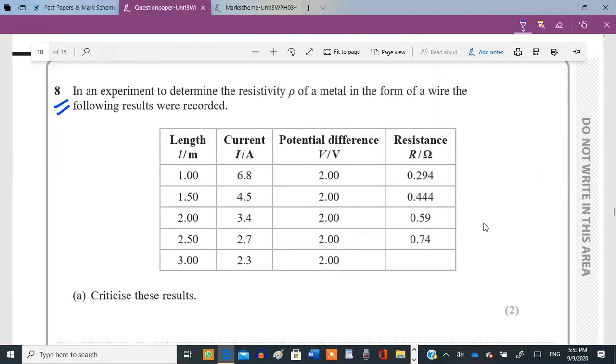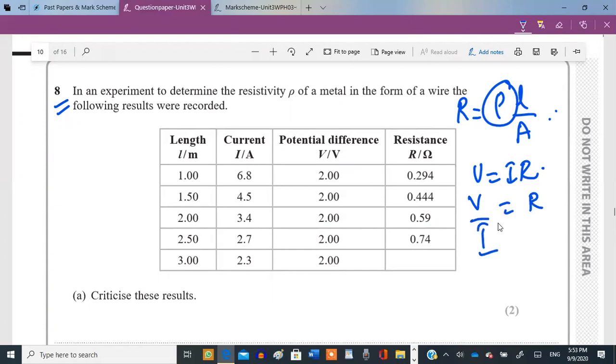Okay. Yeah, so now you have the current, length, voltage, and resistance needs to be calculated for a wire. What's the formula for resistance? It's rho L over A. But where will you get the rho from? Okay, you can't get the rho. Then what's the other formula for resistance? Well, you can use the formula V equals IR. So the resistance is equal to V upon I. So voltage divided by current will give you the resistance.